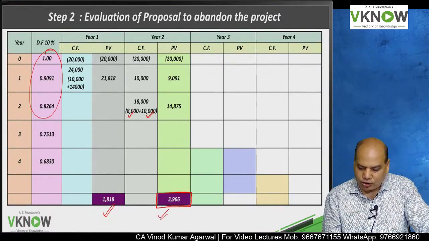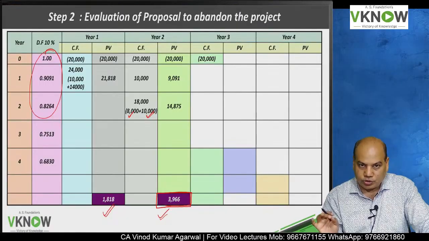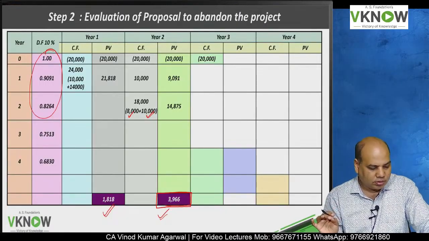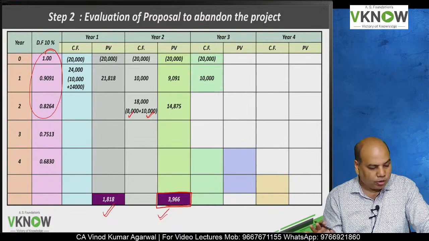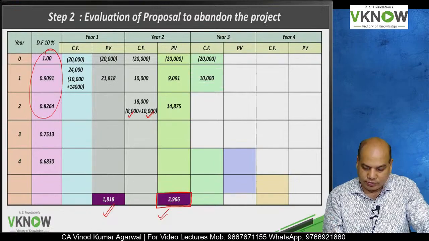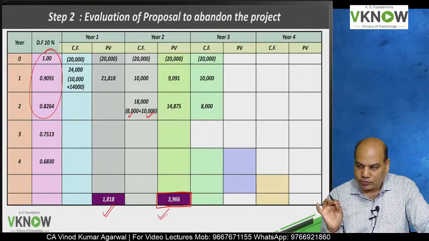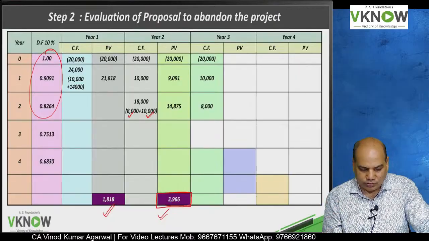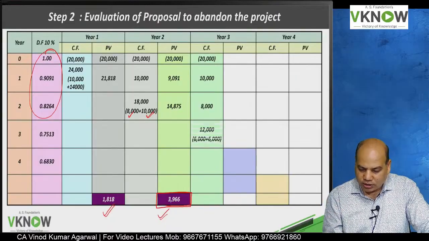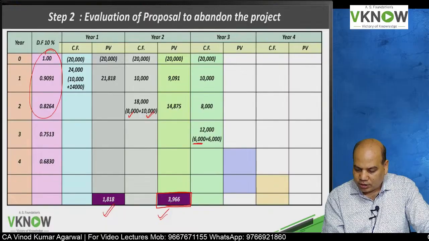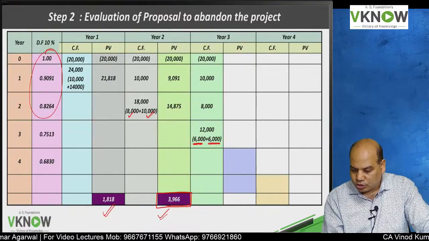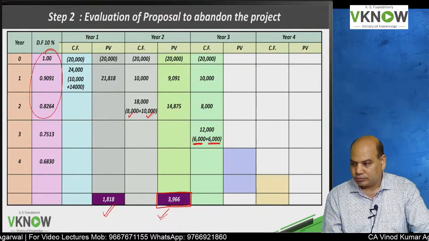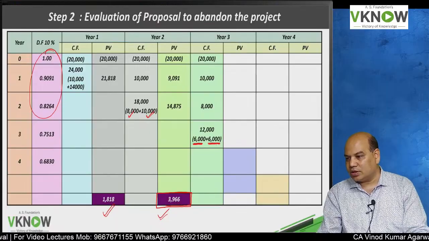Year 3. Now you have understood what you have to do. Suppose I go up to the third year. I will get cash flow of the first year 10,000, and of the second year 8,000. But in the third year, I will get cash flow from operations and scrap value 6,000, so my total will be 12,000. Is it understandable?